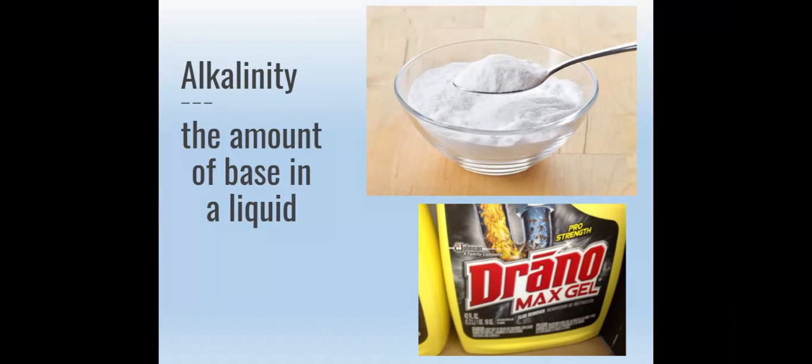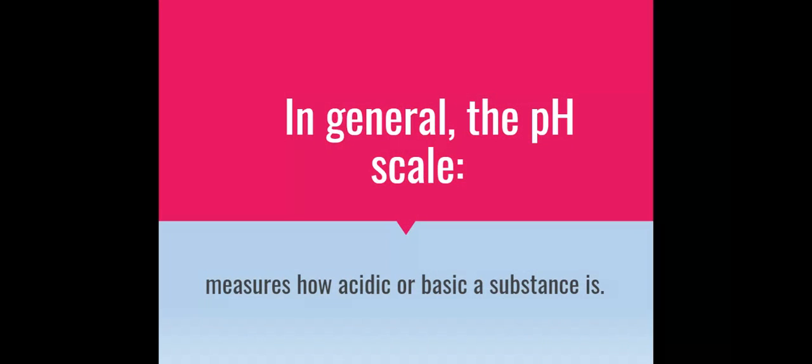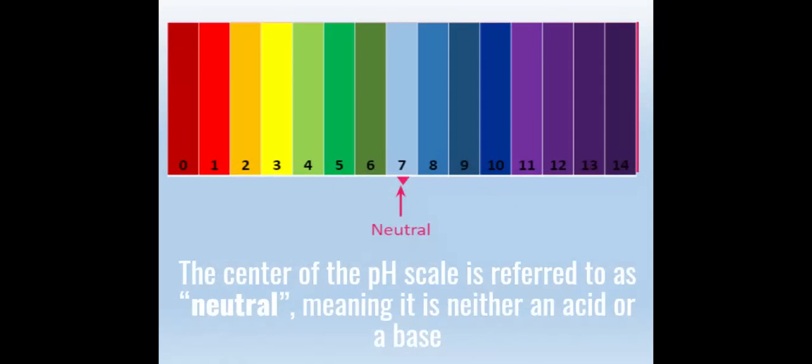Alkalinity, on the other hand, is just the amount of base in a liquid. So how basic is something? In general, the big takeaway is that the pH scale simply measures how acidic or basic a substance is. It does this by using what we would in math call a number line. And that number line, the scale, runs from 0 to 14.